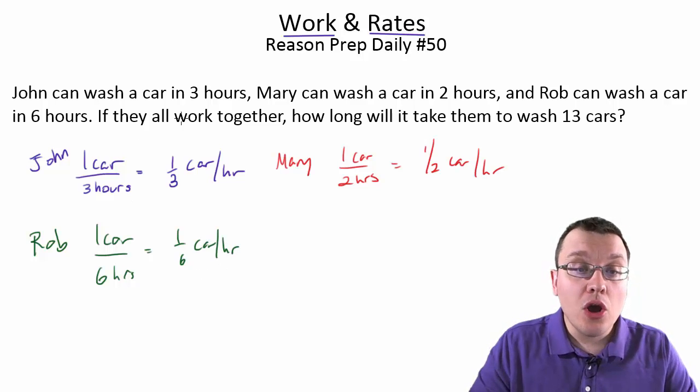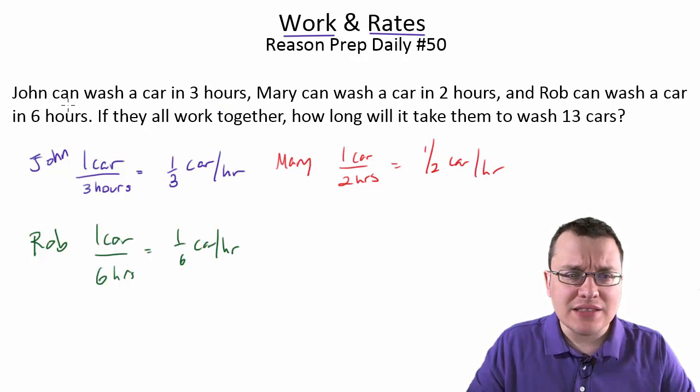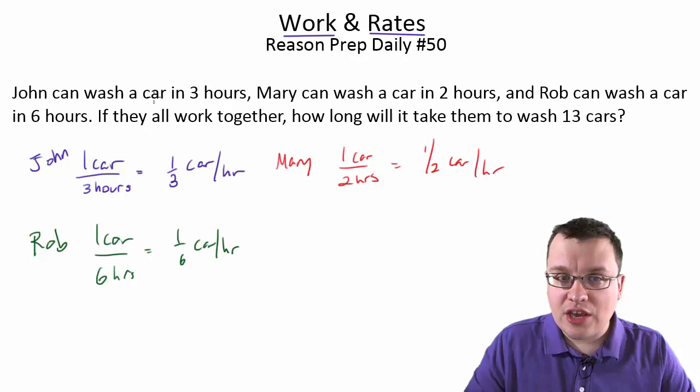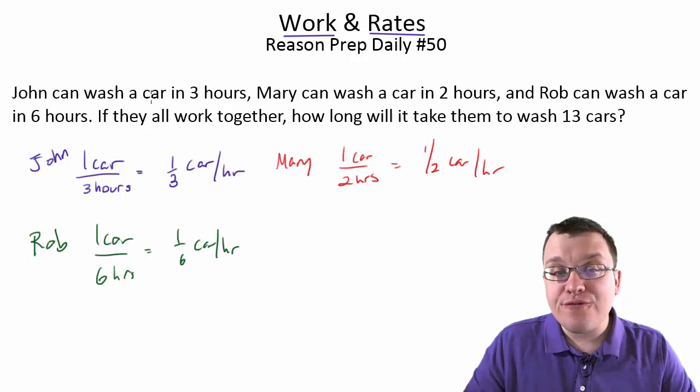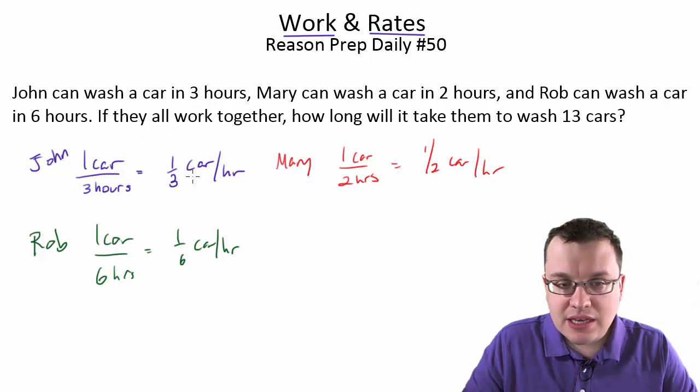And now here's the key. The problem before is there was nothing we could add. We couldn't add 3 and 2 and 6 because it didn't really make sense. It wasn't clear how we could add up their rates, but now we have their rate in cars per hour. You just divide, in this case, one car by 3 hours. If they said something like John can wash 7 cars in 3 hours, you would just make this 7 cars divided by 3 hours. It's the same thing.